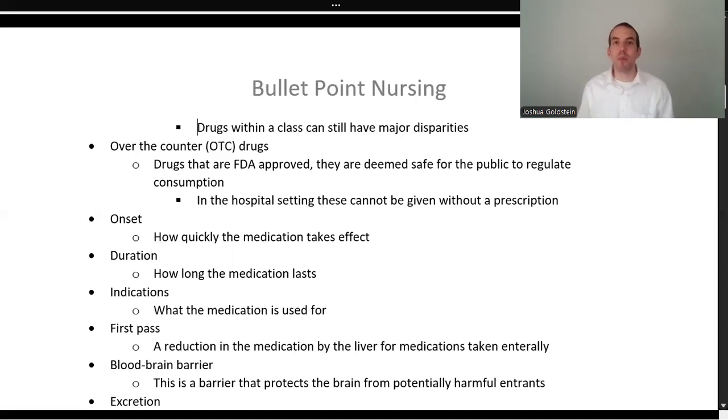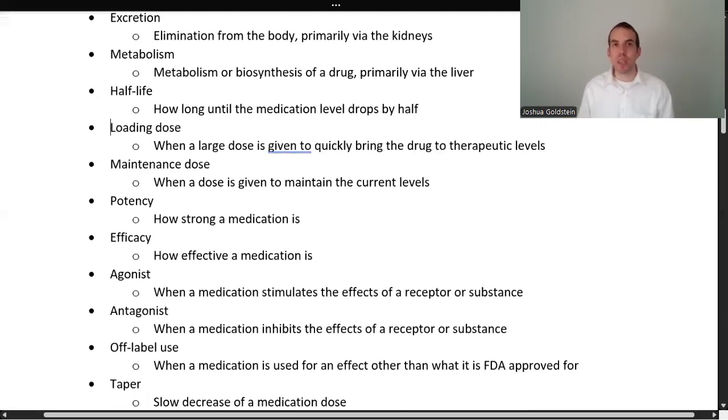That being said, if we want to give a medication and we want it to work on the brain and get up into the brain, we have to consider the fact that it has to be able to get through the blood-brain barrier. Next, we have excretion. This is the way medications are eliminated through the body. By far, the absolute most common method of getting rid of medications in the body is through the kidneys. The kidneys pee out the vast majority of all medications.